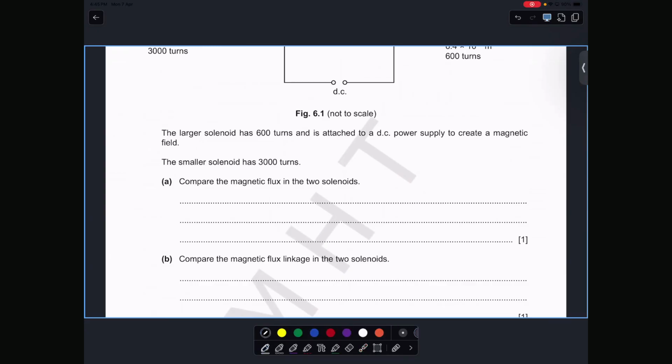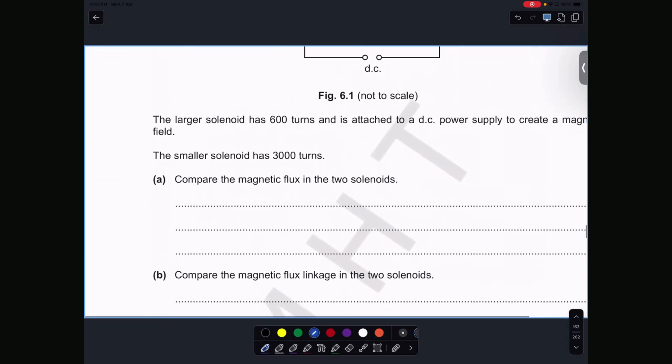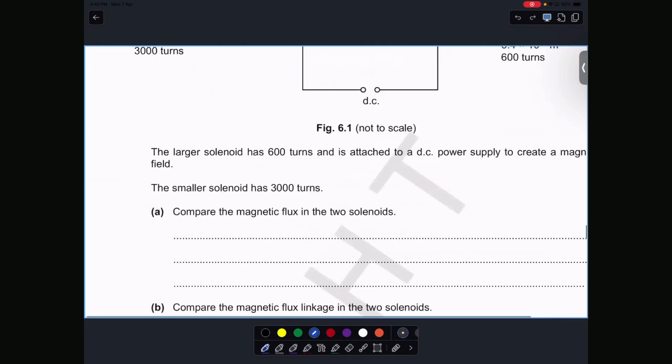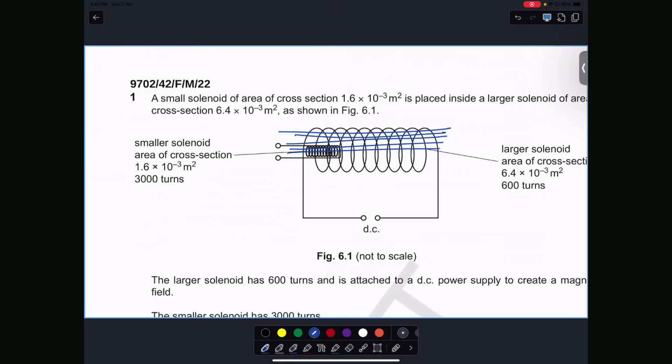Magnetic flux. What is magnetic flux? Magnetic field lines. Okay, now imagine there are lines here. এরকম lines দেখা যাচ্ছে and এদিকে lines দেখা যাচ্ছে এভাবে. So they're asking you to compare the lines in the bigger one and smaller one. That will make it a little easier for you.